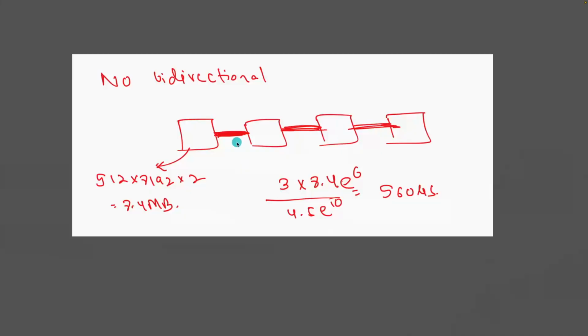Another part of this question was where it reduced the size of E and F. So when we go through the same exercise, you can see it is 32 kilobytes, and we'll consider it is not bidirectional. So 32 kilobytes divided by 4.5 e to the power 10, which is 0.7 microsecond. It is less than the latency to transfer data from here to here.